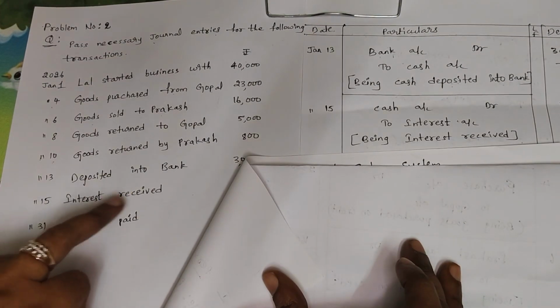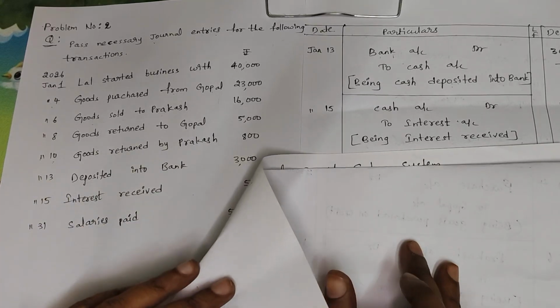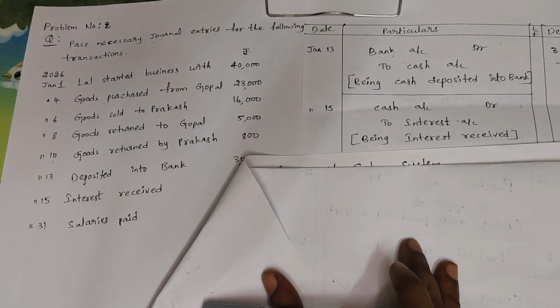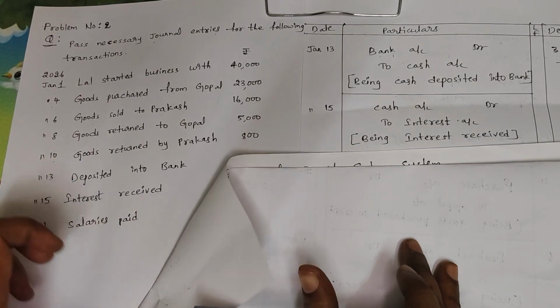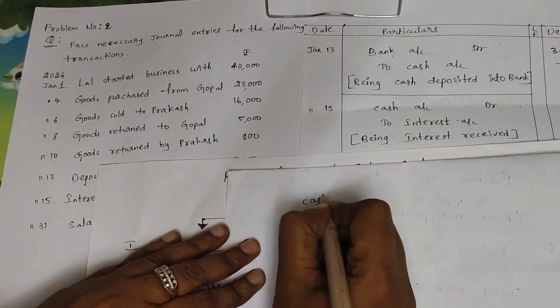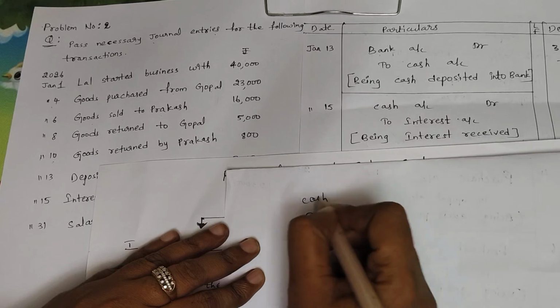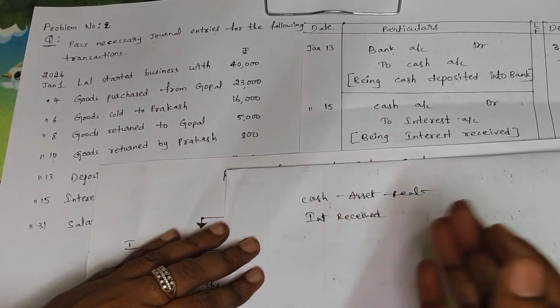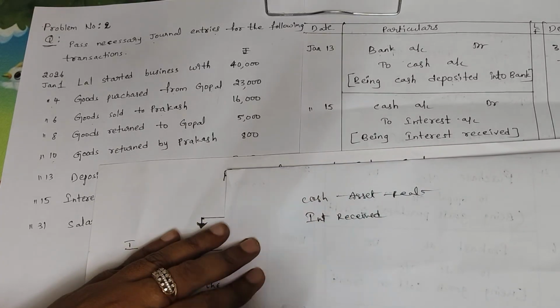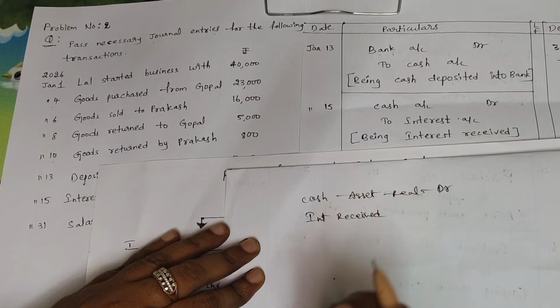And next one, interest received, 50 rupees. So what are the two aspects? Interest as well as cash, because we are receiving interest in the form of cash. Cash is an asset, it comes under real account. What comes in, debit; what goes out, credit. When you are receiving interest, cash is coming into the business, so that is debit.